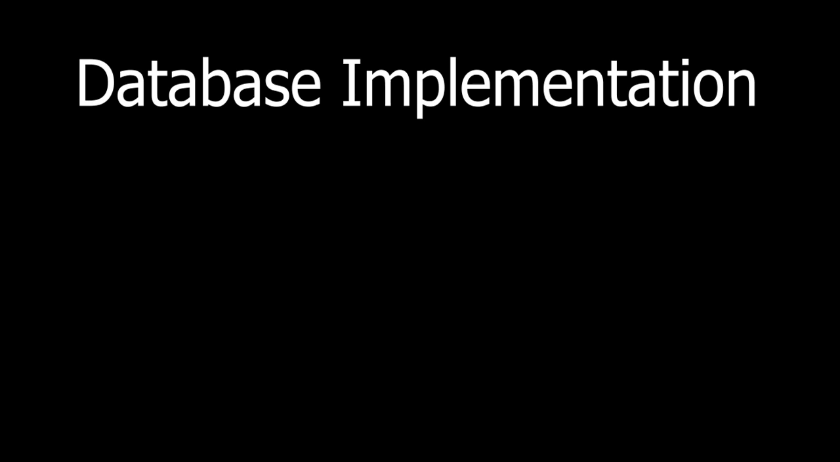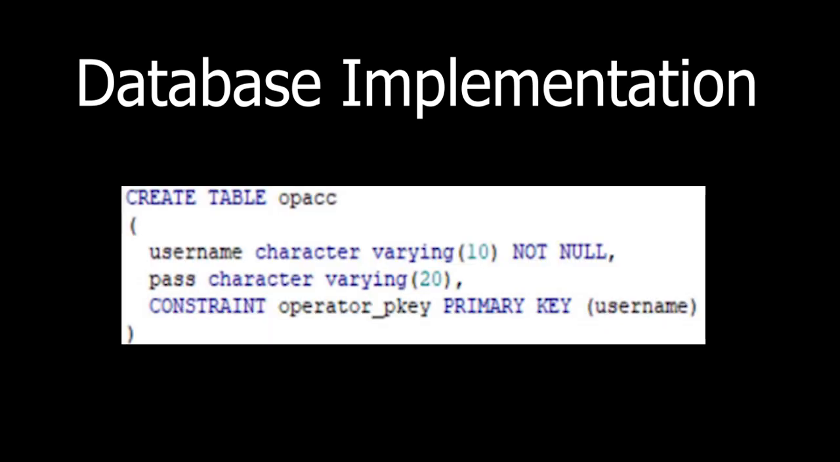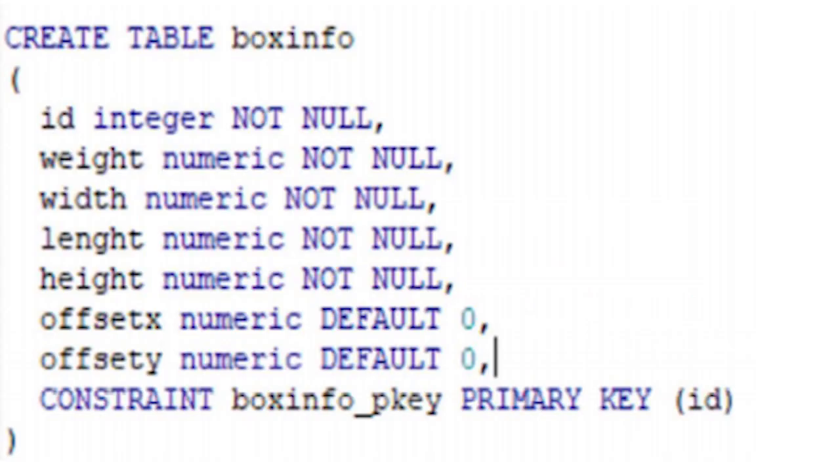The first table that was implemented is OPATS, short for operator account. This table contains the login data for the database operator, and this table has no relation to the other tables. The next table is box info. It contains all the data for the boxes, which determines the dimensions of the box and the parameters on how the box will be sorted on the pallet.